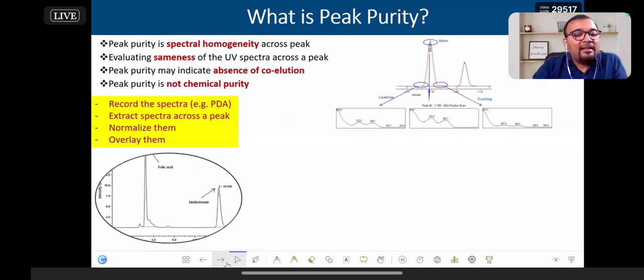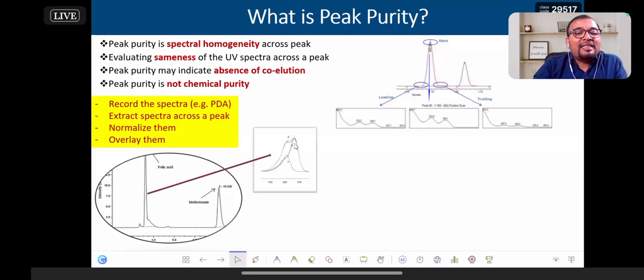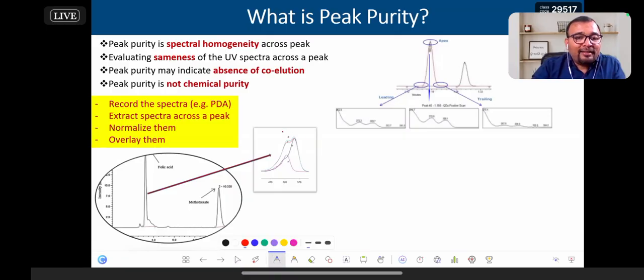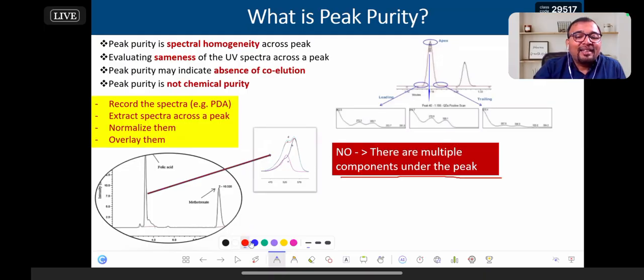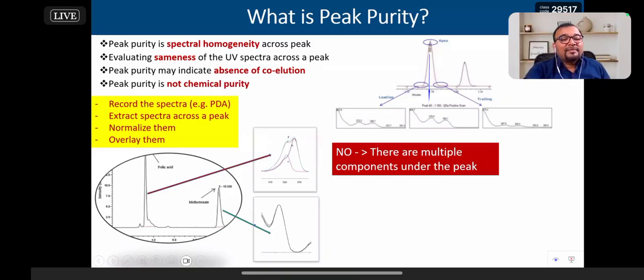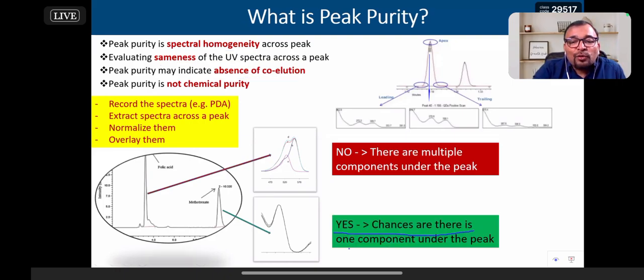Let us now understand one example quickly. This is an example of folic acid and methotrexate. We have four spectra, A, B, C, D. What do you think about the spectra overlaying? Are these spectra overlaying? Absolutely not, right? So there is a possibility of multiple components under the peak. Now look at the second compound. Are they overlaying? Is there spectral homogeneity? Are they the same? Is there an absence of co-elution? Yes. So chances are there is no other component under the peak.